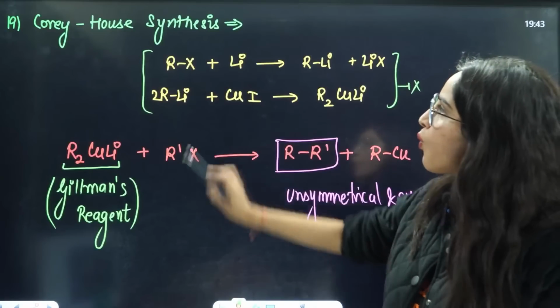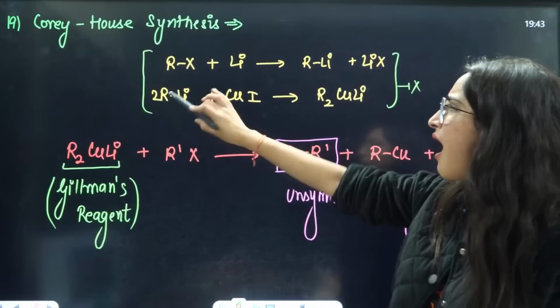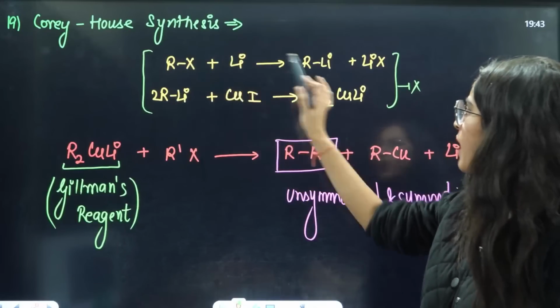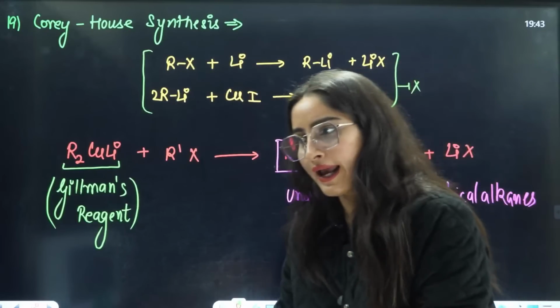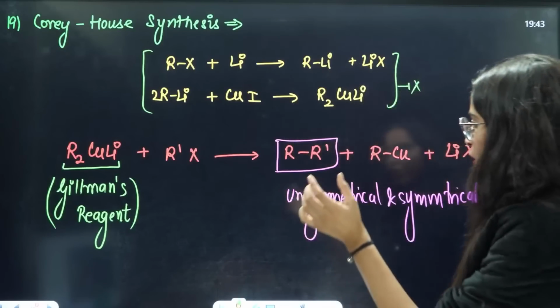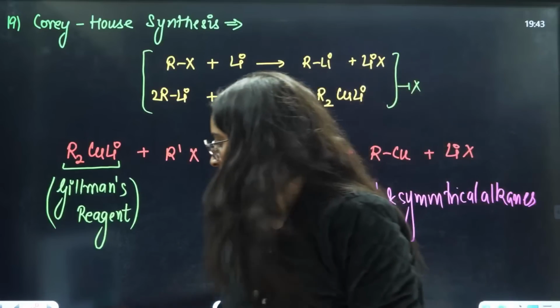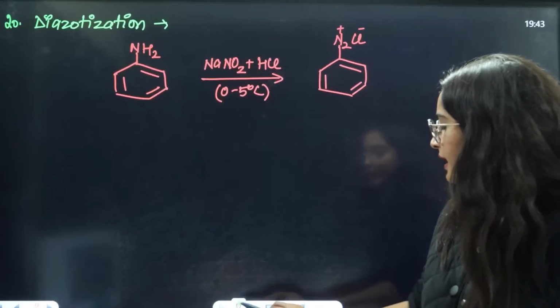Yes, they can ask you what is required in Gilman's reagent. You should get an idea that from R, Li, RX, you had the formation of R2CuLi. Okay? Important thing about this reaction is it is also applicable to prepare unsymmetrical alkanes, right?